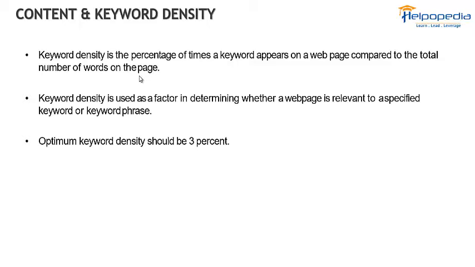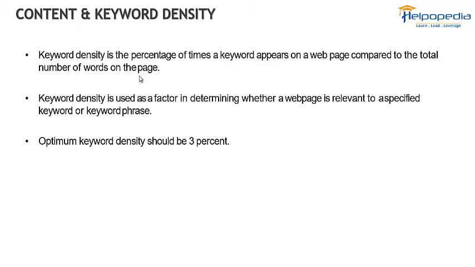So if my content is of 100 words, then I should use, say, 3 keywords 3 times. So I can use one keyword for 3 times, I can use 3 keywords for 3 times, I can use 5 keywords for 3 times. So like that I can use. But Google says that whenever you try to create any content for a website, whether it is a blog or a page, the minimum content should be of 300 words.